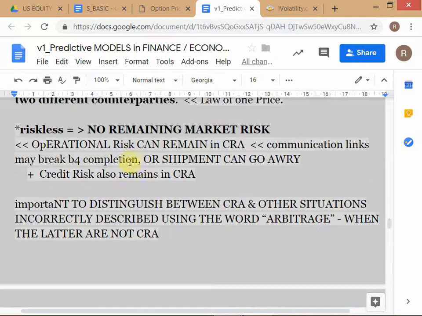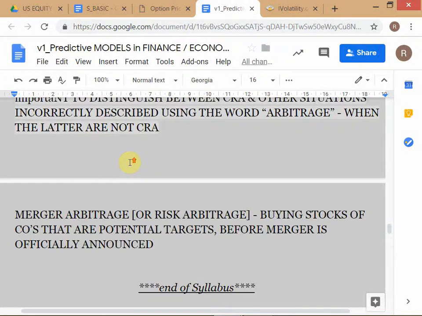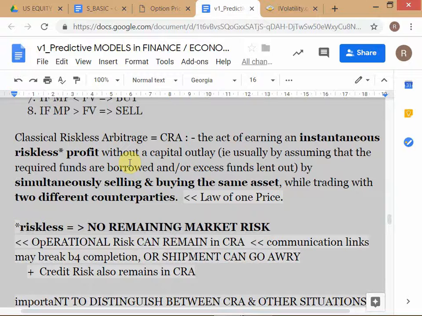Now my question to you is, merger arbitrage, you notice that the industry is using the word arbitrage. So my question to you is, is merger arb CRA? Yes? Okay. But why is it yes? Why is it CRA? What is the hallmark of CRA? Okay, one minute. Who else agrees with Himani? I think you also agree that it is CRA.